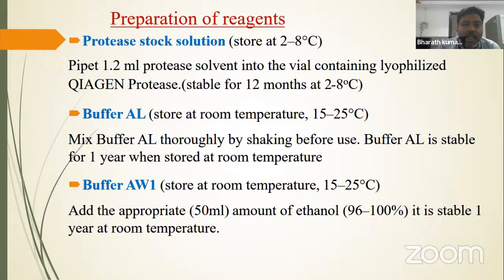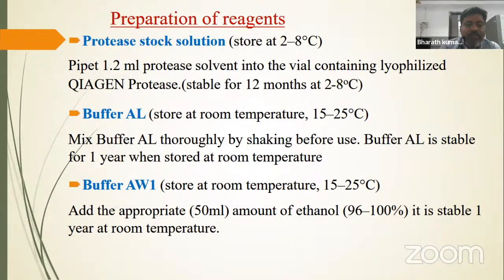Okay. So what is the preparation of reagents? This kit contains proteinase K stock solution. It is stored at 2 to 8 degrees centigrade. Pipette 1.2 ml of protease solvent. It is given as one solvent and one powder form of proteinase K. Just mix these 1.2 ml of solvent into this lyophilized powder. Then it can be stored at 2 to 8 degrees centigrade for 12 months. So it's a very, very simple procedure.